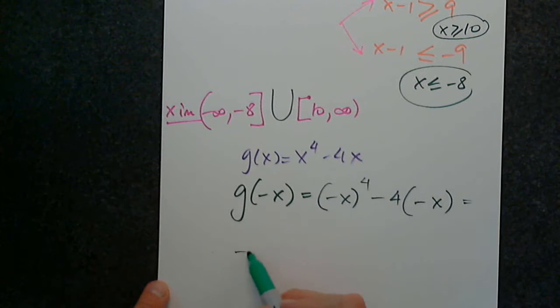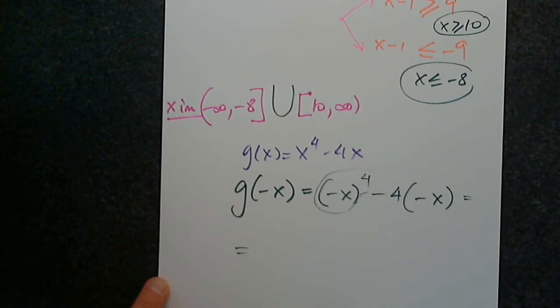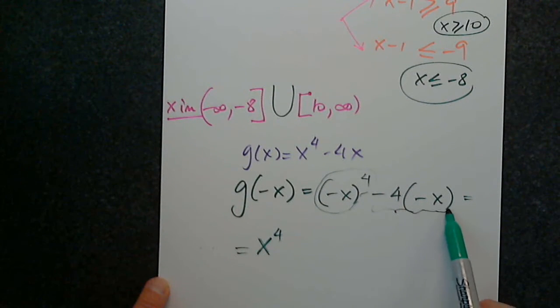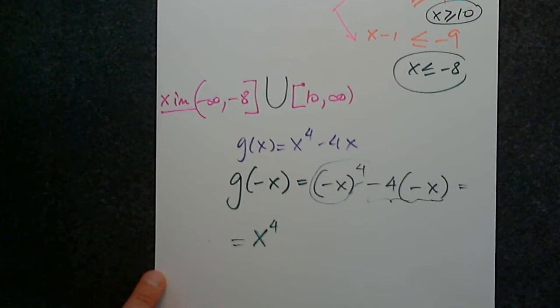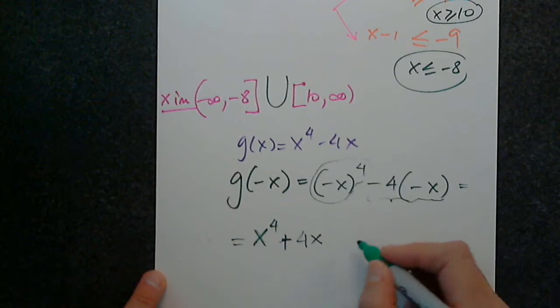Awesome. So now I would like to ask you, how much is negative x to the fourth power? X to the fourth. Very good. And how much is negative 4 times negative x? It's plus 4x. Very good. Awesome. Great job.